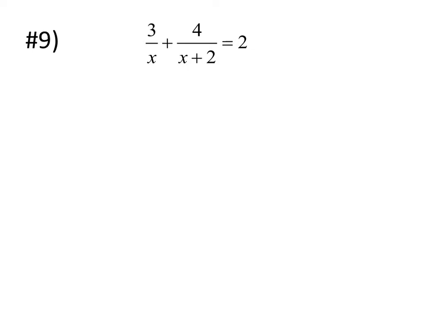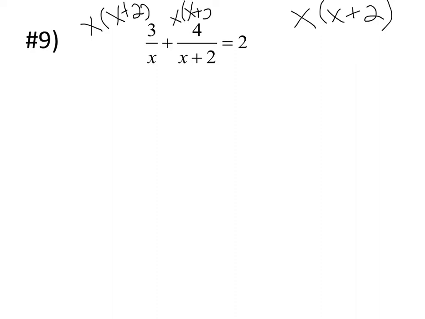Just like in the last problem, you're going to have to find the LCD in order to solve this problem. So the LCD is x times x plus 2. So you're going to take x times x plus 2 and multiply it times each piece in order to make some things cancel. All right, this x and this x cancel. X plus 2 and x plus 2 cancel.